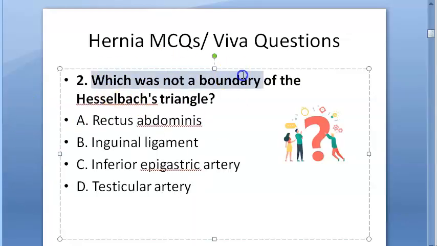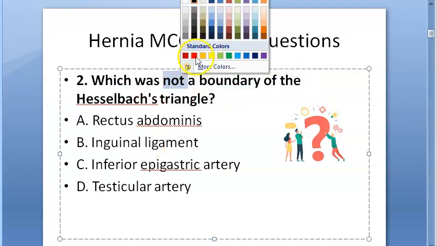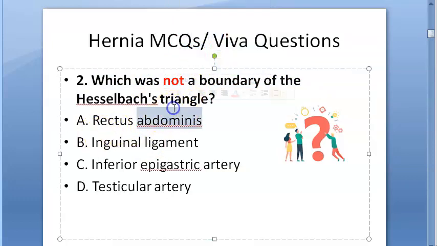Next question guys, which was not a boundary of Hesselbach's triangle? So we want the "not" answer. So tell me the boundaries of Hesselbach's triangle. It's a triangle, so only 3 things. So let us see. Rectus abdominis seems about right. Inguinal ligament, inferior epigastric artery, testicular artery. I have a feeling these three are correct. What do you think guys?